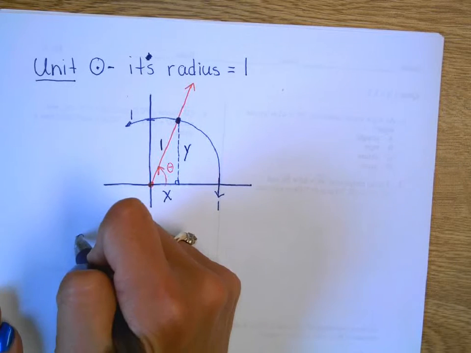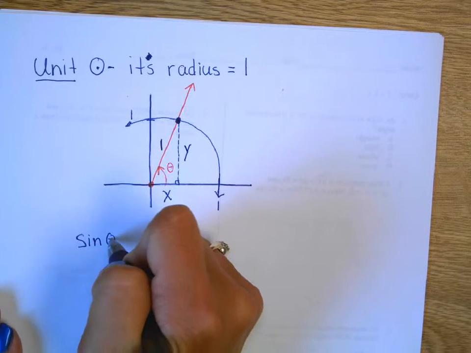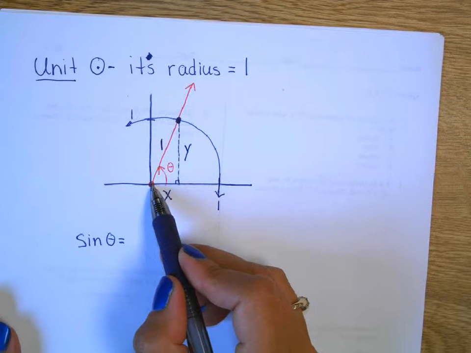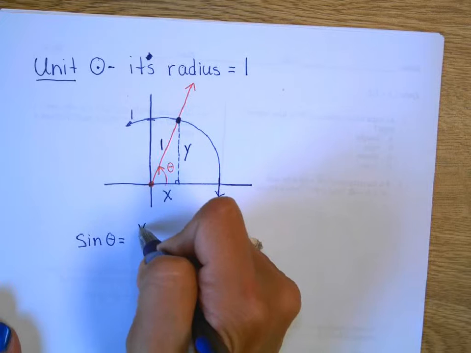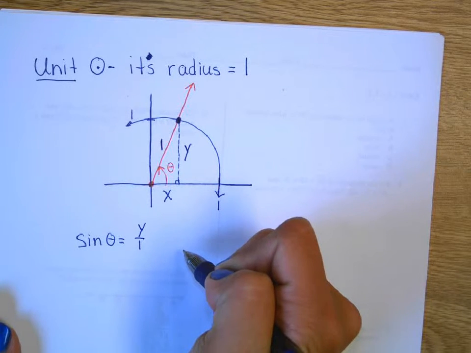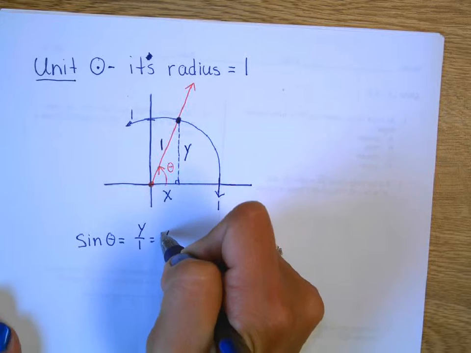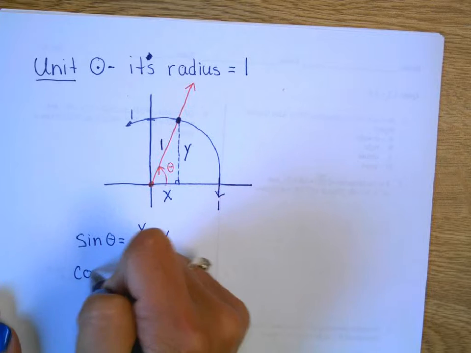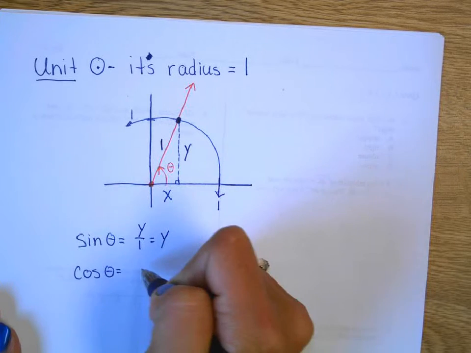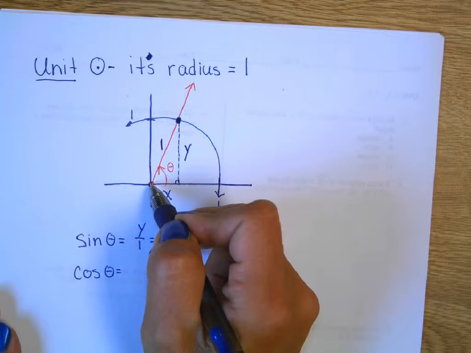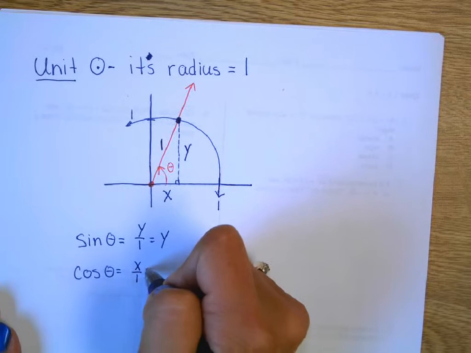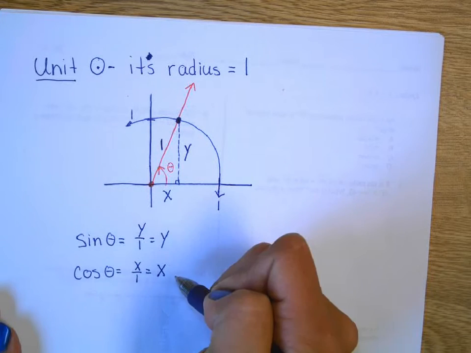So what happens to sine now? Sine is still opposite over hypotenuse. What's my opposite? Y. What's my hypotenuse? 1. What's y divided by 1? That simplifies to just y. Ooh, got rid of a variable. Cosine is adjacent over hypotenuse. X over 1, which is just x.